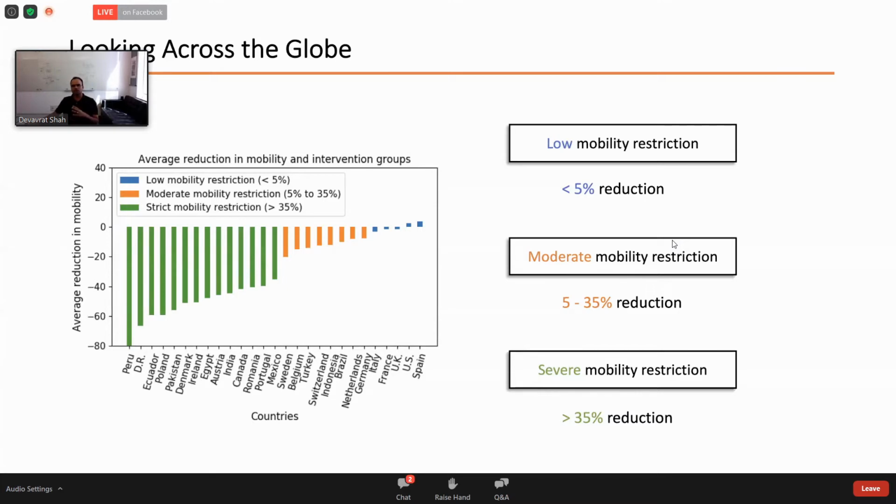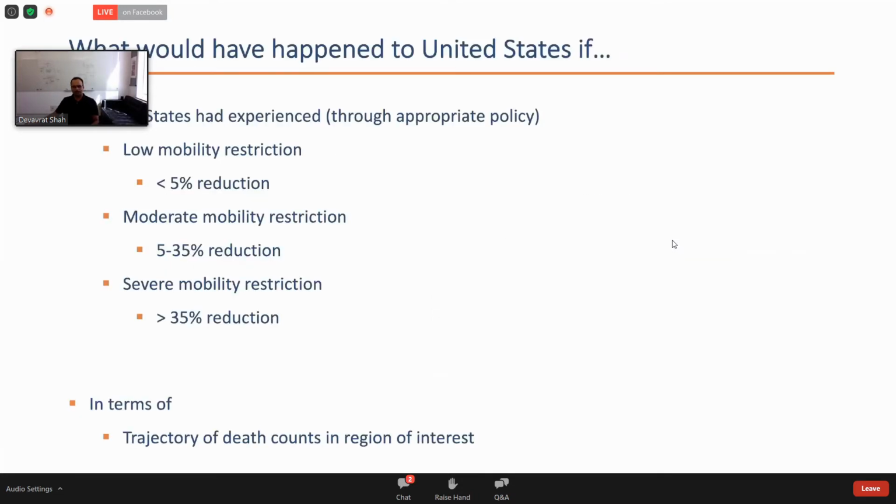Each of these were induced because of different types of policies. But at the end of the day, this is something that we are measuring as a proxy of policy impact on a country. The question that one would like to ask is, what would have been the health outcome for the United States if any of these 3 different mobility restrictions were induced, of course, through different policies. In reality, as we saw, it's less than 5%, but what would have happened if it was 5 to 35% or severe mobility reduction? This is exactly the type of question that we want to answer while sitting on day 0, that is the day on which the 80th death has happened, and we want to understand what would happen. Can we do these counterfactuals?